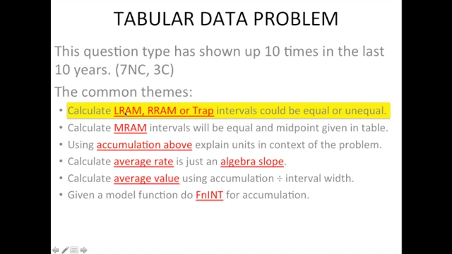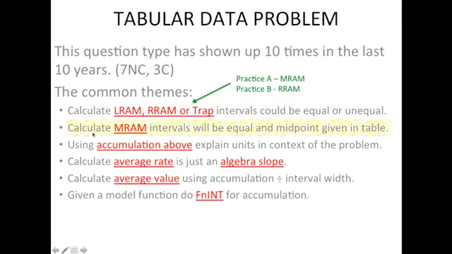They might ask you to calculate an LRAM, left RAM, or an RRAM, a right RAM, or a trap RAM, with either equal or unequal intervals. So if you remember back to the practice A, we had an MRAM, and practice B had an RRAM. We could also see a question about an MRAM. In this case, the intervals will be equal and the midpoint will be given right in the table.